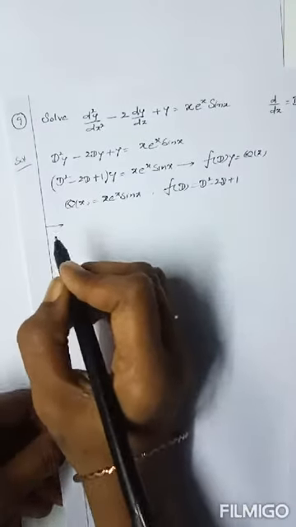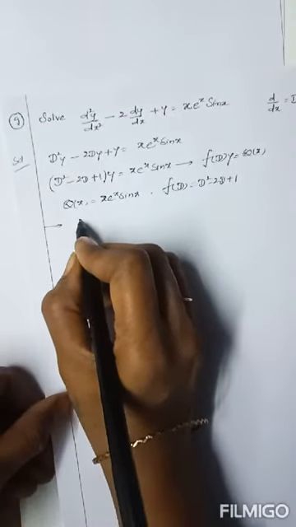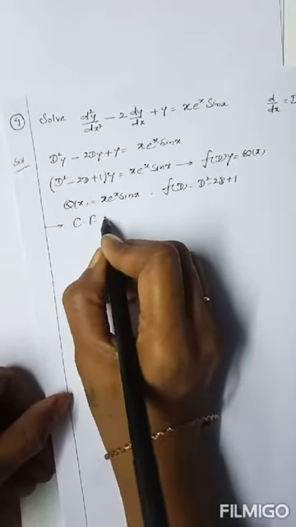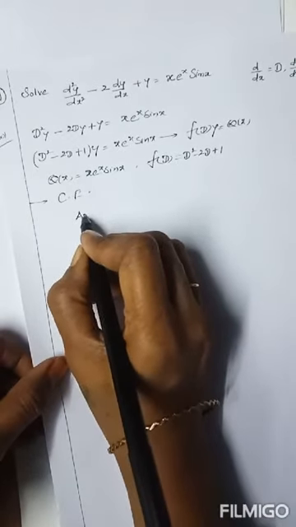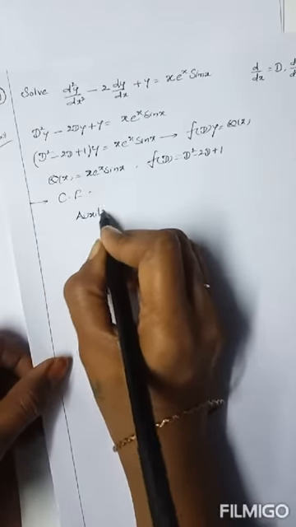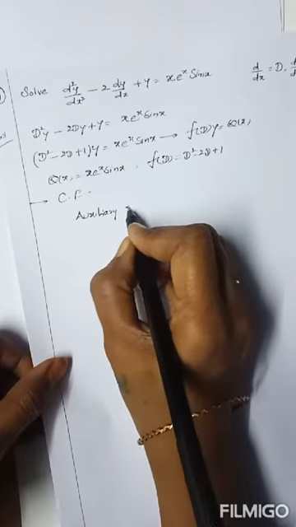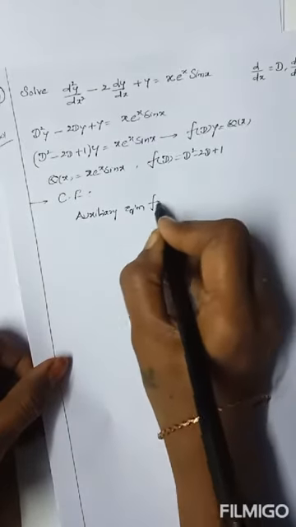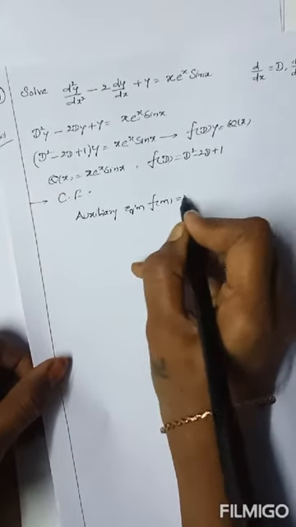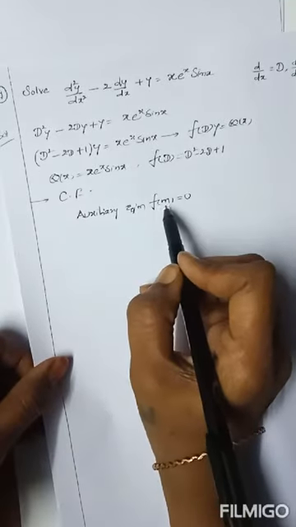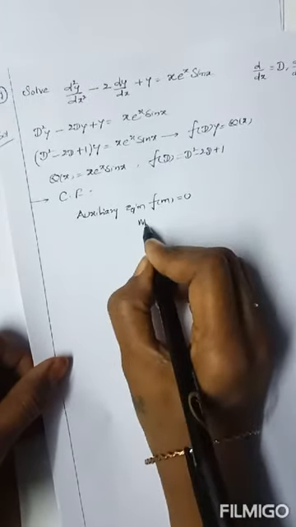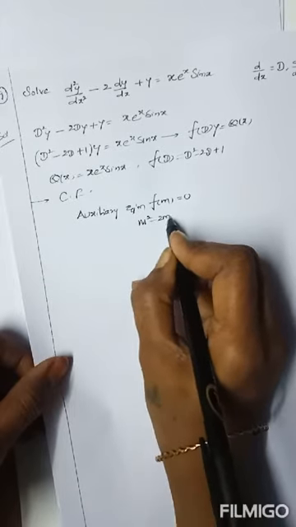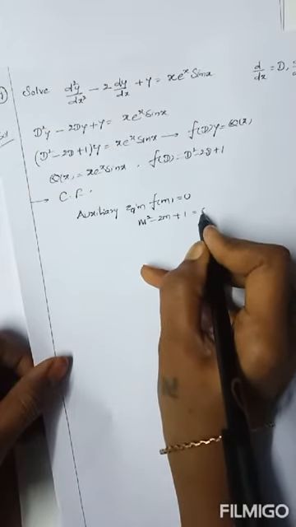After that, first we need the complementary function. To get the complementary function, consider the auxiliary equation. The auxiliary equation is represented by f of m equal to 0. Since f of D and f of m are similar to each other, put D equals to m, so that m square minus 2m plus 1 equal to 0.